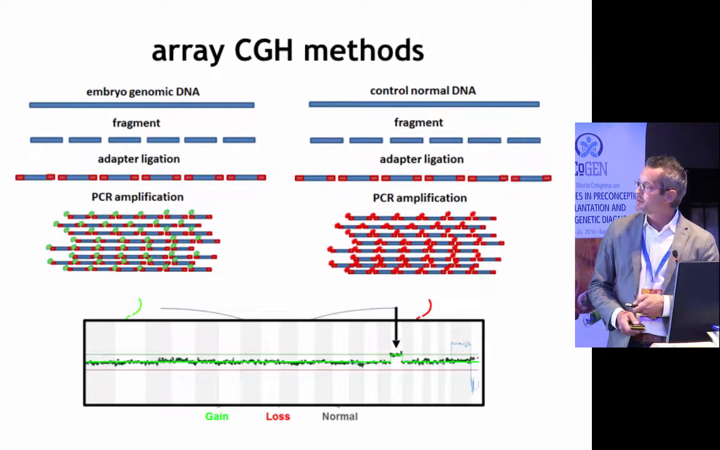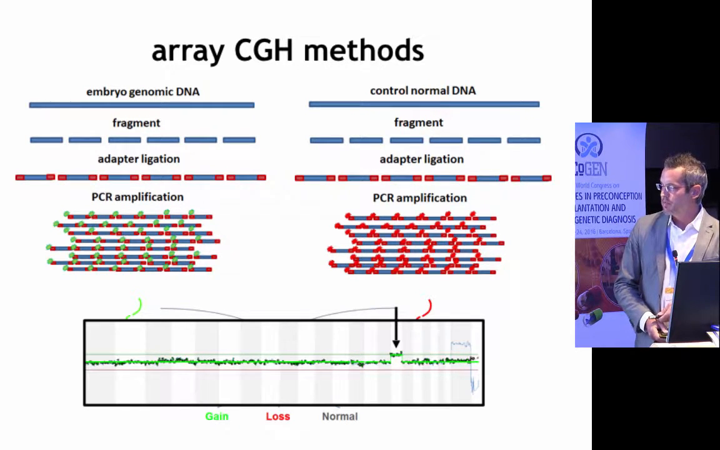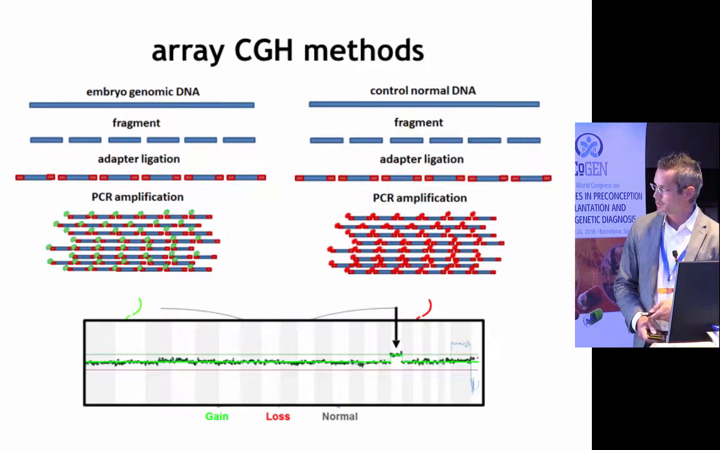You do the same thing with control DNA that's known to be normal, but here you label it with a different dye. You then mix the two samples, and they compete for hybridization. Wherever you see more of one sample, you get a different color, green in the situation of a gain of material, or red in the situation of loss, or yellow where your embryo is normal. And this is an example of a plot showing a gain of this particular chromosome.